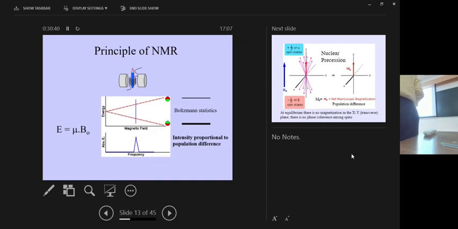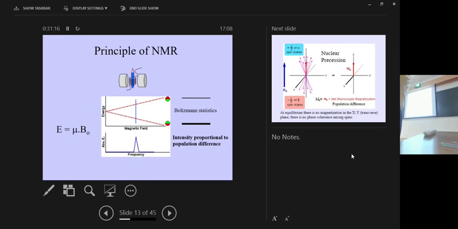Now, if you supply radiation which is equal in energy to the separation between these two levels, there will be absorption of energy. That will give you the signal. That is your NMR signal. We'll come back to this in a few slides. The intensity of the line is proportional to the population difference between these two levels. Often it is said this population difference is extremely small, which is true because the energy separation is very, very small in the radio frequency regime.